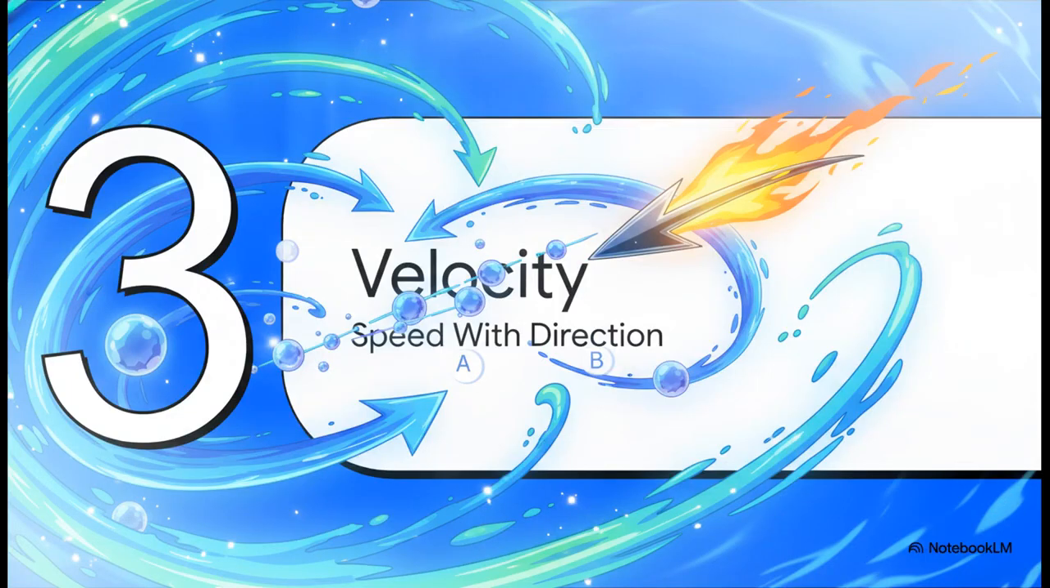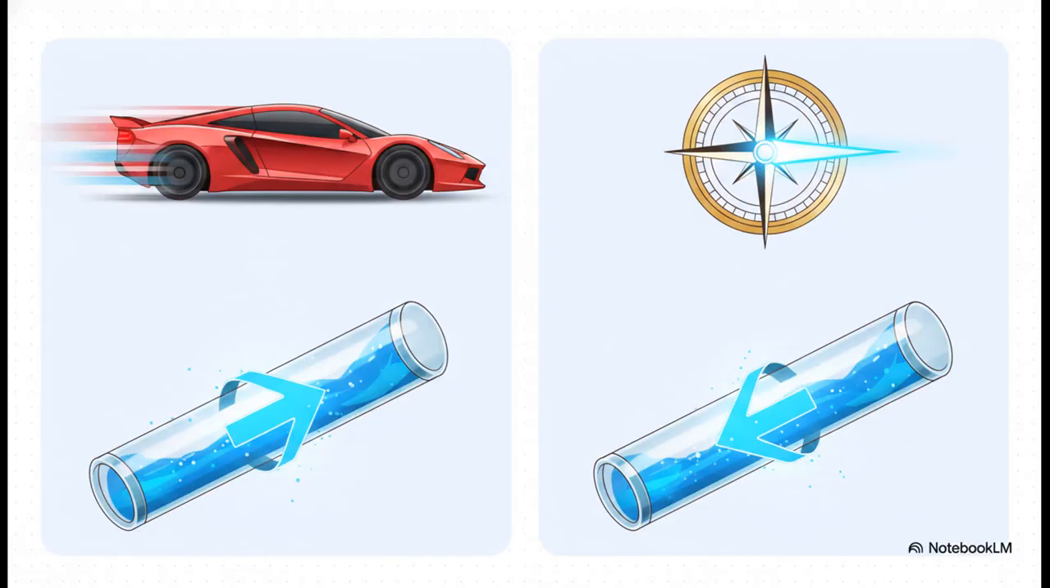Moving on to Section 3, velocity, which basically means speed with direction. You know, people often use the words speed and velocity interchangeably in casual conversation, but in the world of physics, they are entirely different animals. Speed is just a raw number. For example, a car is driving at 60 kilometers per hour. That's it. You know exactly how fast it's going, sure, but you have zero clue where it's actually headed.